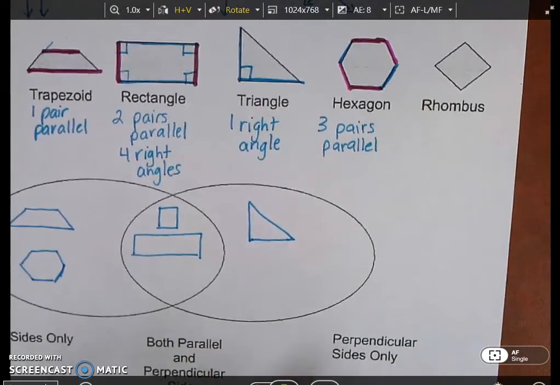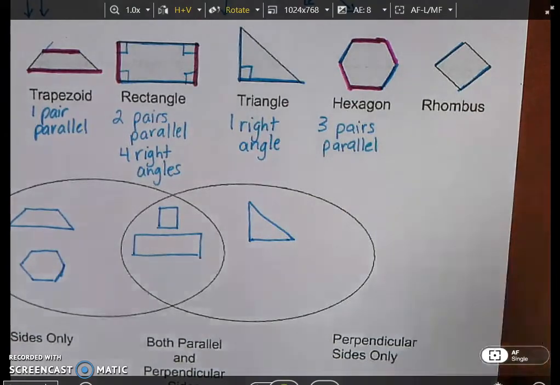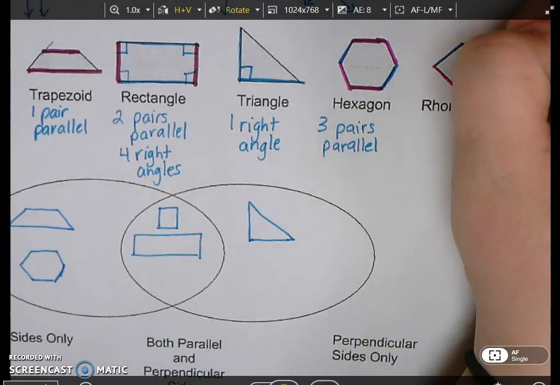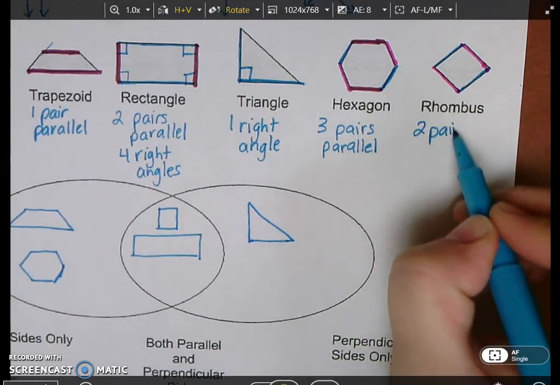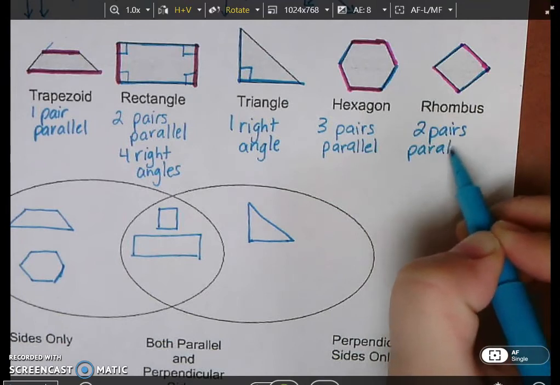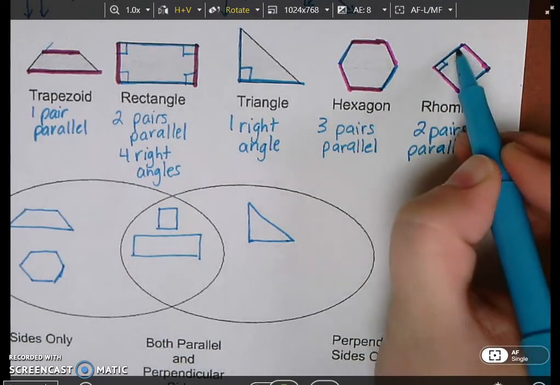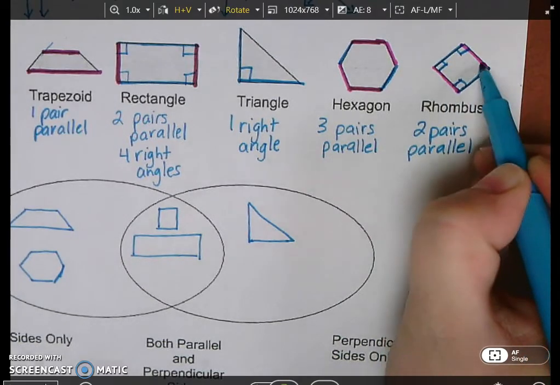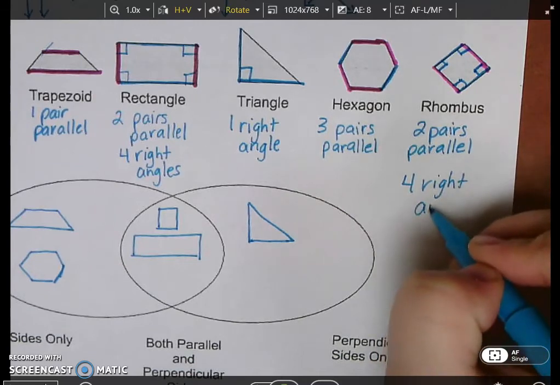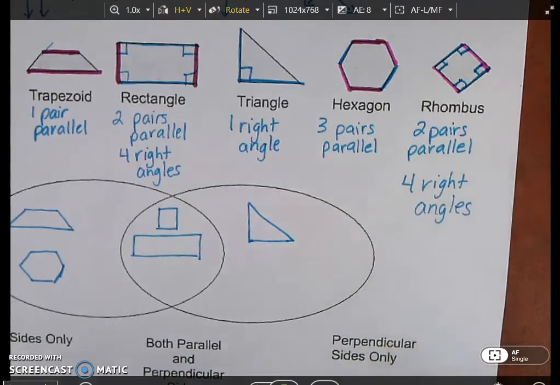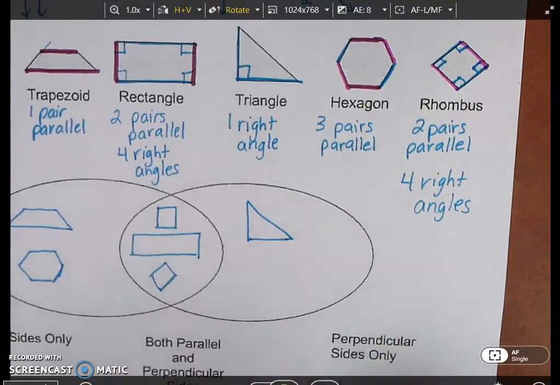And then I've got my rhombus. So I know that this side and this side are parallel, as well as this side and this side are parallel. So this one has two pairs of parallel lines. And then if I look at my angles, even though it's diagonal, they're still corners. So this one has 4 right angles. So this one is also both parallel and perpendicular, right here.